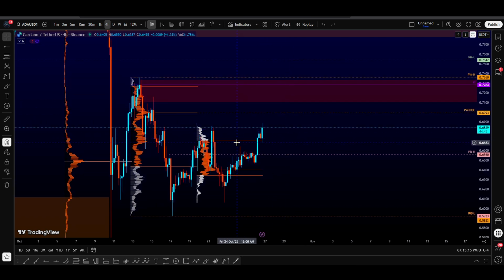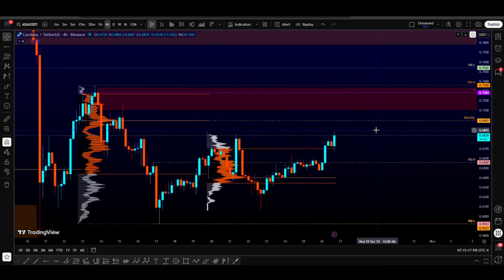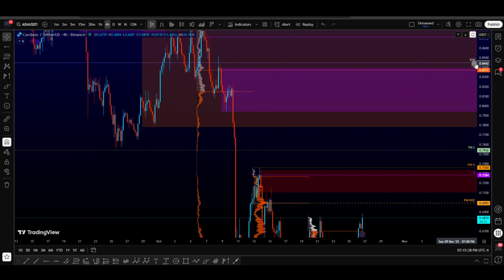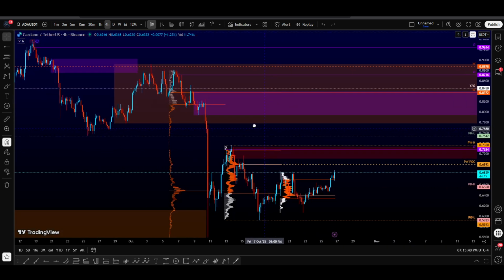So in my opinion, based on what I'm seeing here, with ADA pumping to the upside, I'm expecting price to at least get to this previous week point of control at around 69 cents. The next target after that would be the value area high at 72 cents. If we could flip that into support, then we're looking at bigger resistance at 80 cents, right? Just keeping things very simple.